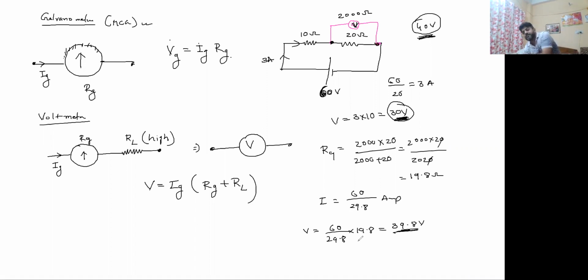Sir, 39.8. So you understand why we use a very high resistance with the voltmeter, so that we get more accurate. Instead of 2000, if you use almost 20,000, it will be 19.99 almost. So that is 39.99. So you get more accurate. Yes or no?